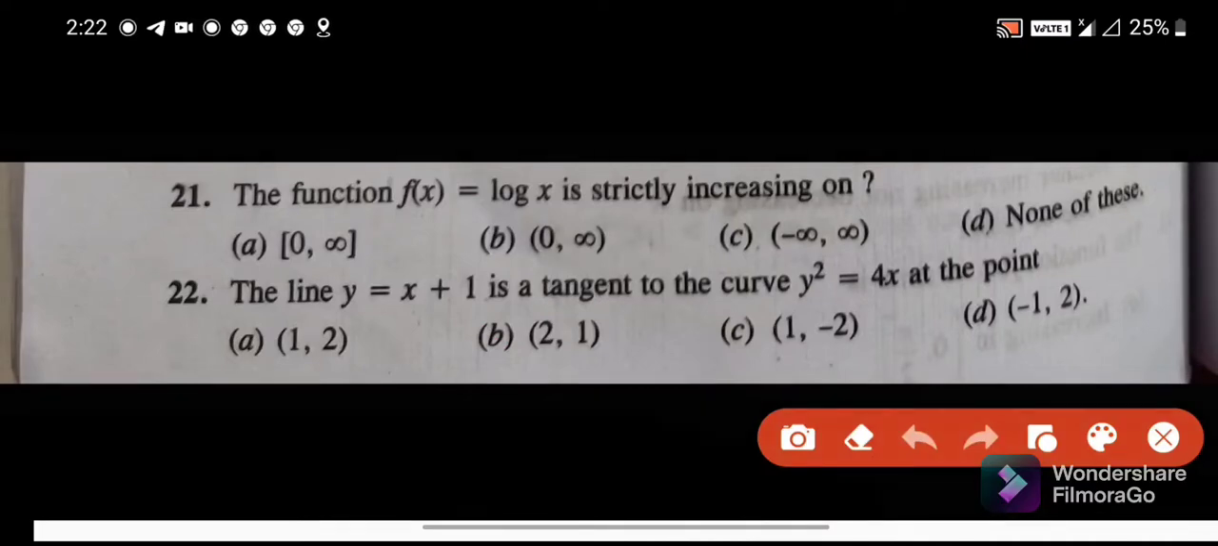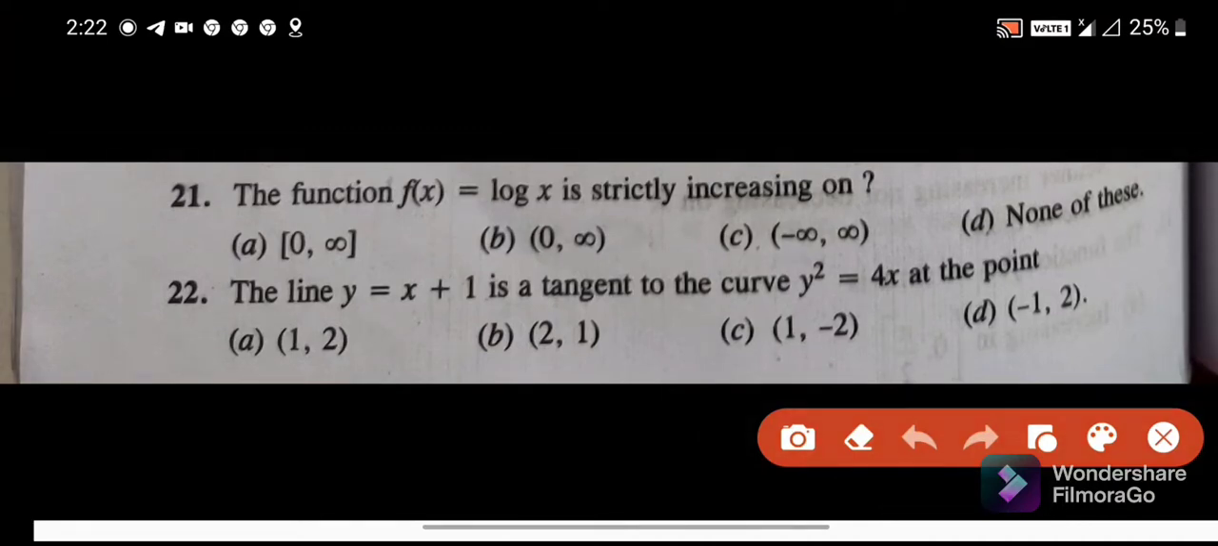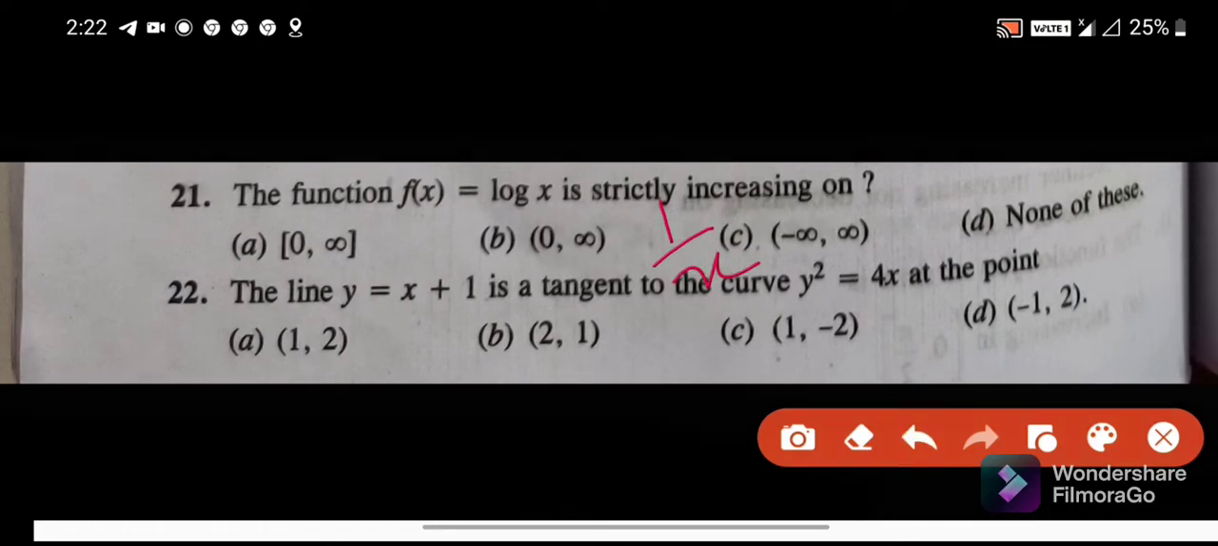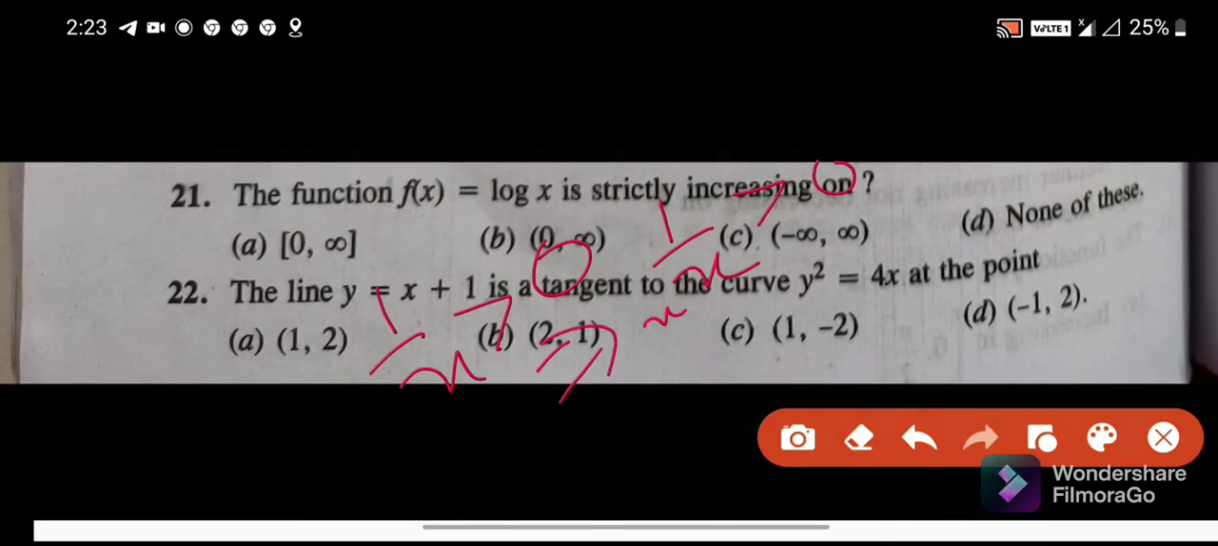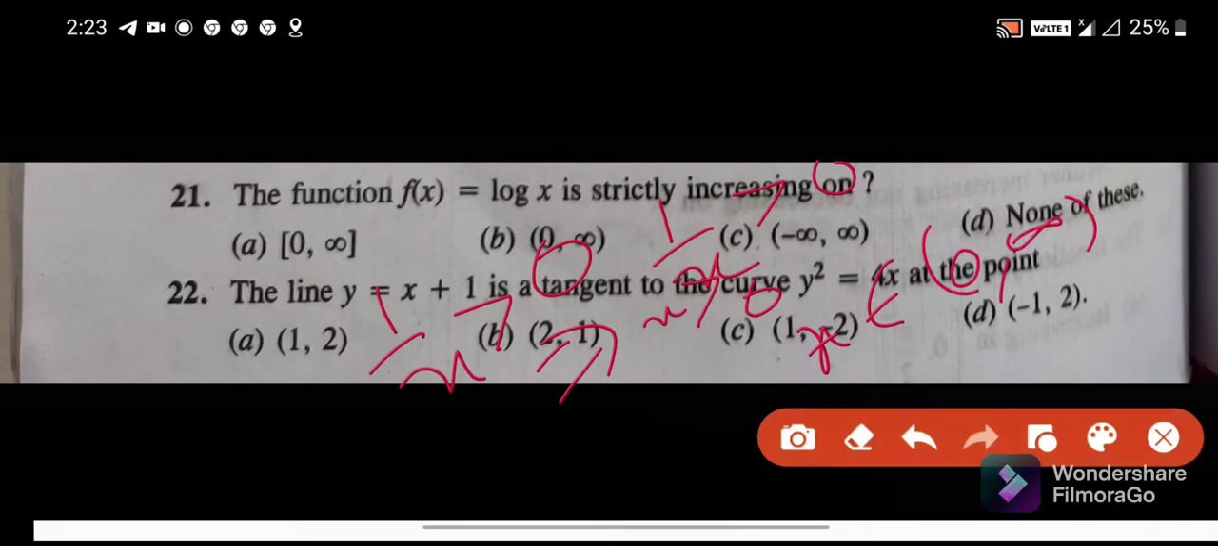The function f(x) is equal to log x is strictly increasing on. Now differentiate this function. Differentiation of log x is equal to 1 by x. Now function f(x) is strictly increasing for f dash x greater than 0, that is 1 by x is greater than 0 implies x is greater than 0, that is x belongs to 0 to infinity. So answer is B option. For strictly increasing function, derivative must be greater than 0.